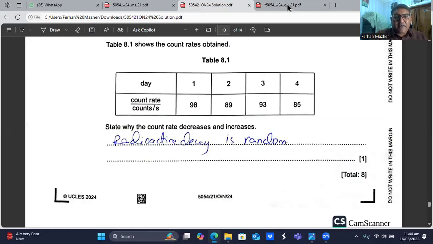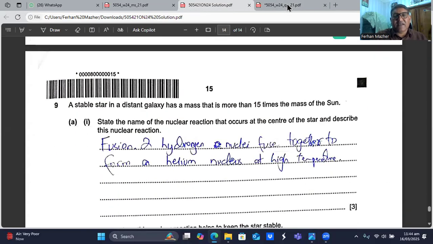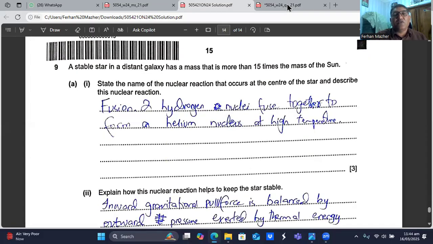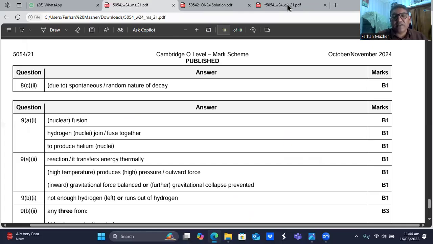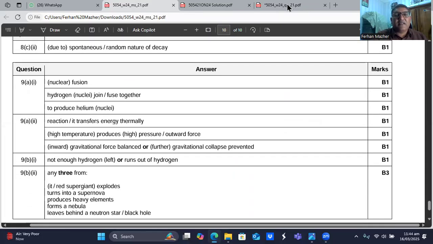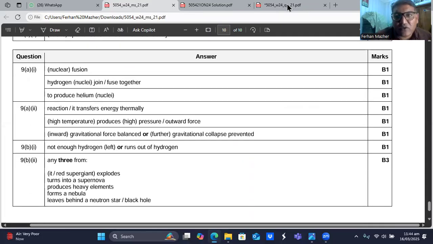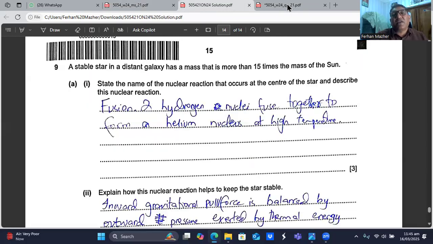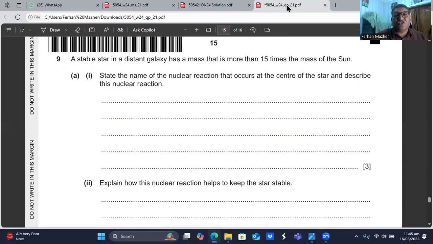So let's see what Hajra has written. Fusion, 2 hydrogen nuclei fuse together to form a helium nucleus at high temperature. This gives out enormous energy. You can write the equation also, hydrogen plus hydrogen equals helium. And he says 1 mark is for telling that it's a nuclear fusion. 1 mark is for saying that the hydrogen nuclei join or fuse together. And 1 mark is to tell that the helium nucleus is produced. You can also write the equation of that process.